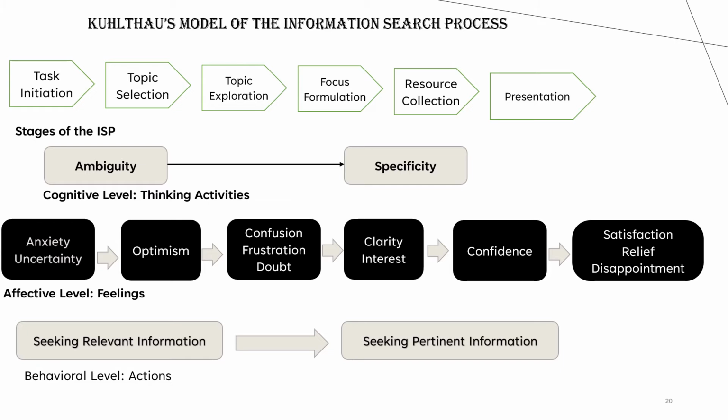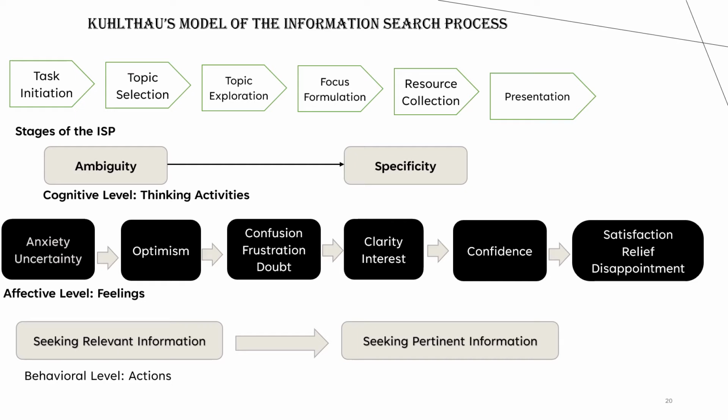Based on her research, Kuhlthau posited that in searching for relevant information, seekers pass through six cognitive stages: initiation, selection, exploration, formulation, collection, and presentation. She later added a seventh stage, assessment. At this step, students are asked to reflect on what they have learned about the topic as well as about the ISP as a whole.